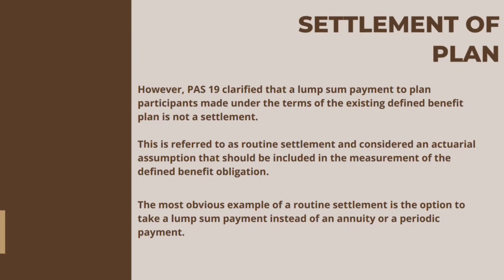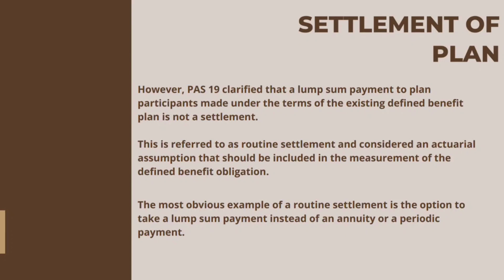So this is referred to as a routine settlement and considered an actuarial assumption that should be included in the measurement of the defined benefit obligation. The most obvious example of a routine settlement is the option to take a lump sum payment instead of an annuity or a periodic payment.